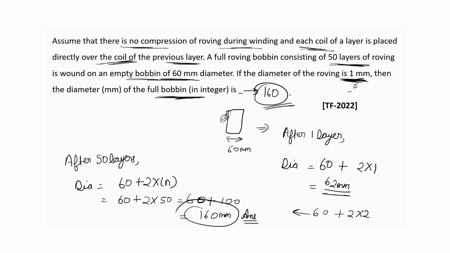So you just need to know the basics of how this winding is done and why it is 2 into n, since it is a front and a back thing. So 2 into 1, that is, whatever is the diameter of the roving, it is on the front side as well as on the back side, and you need 50 layers, so 60 plus 2 into n, that comes out to be 160 mm. Now coming to the next question.